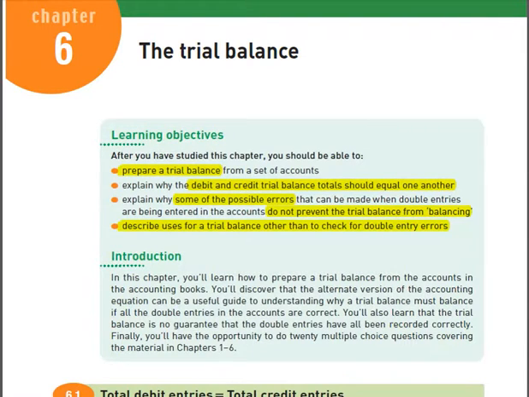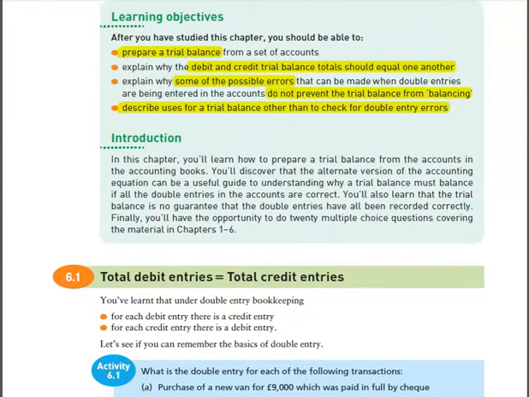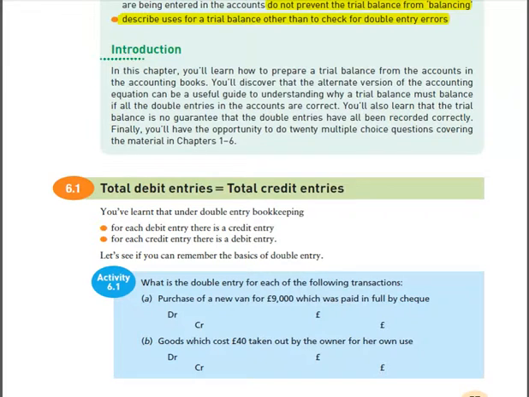So the objectives of this chapter are, number one, to prepare a trial balance. Number two, explain why the debit and credit totals of the trial balance should always be equal. Number three, some of the possible errors that can be made when double entries are being entered, which will not prevent the trial balance from balancing. And then lastly, we will describe uses for the trial balance other than checking for double entry errors. So we'll continue further with our understanding of debit and credit and how it leads us in preparing the trial balance.